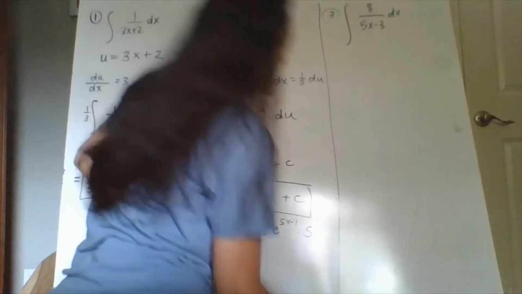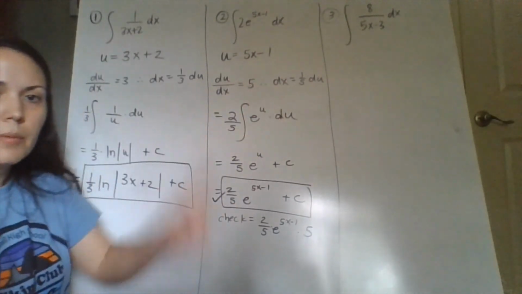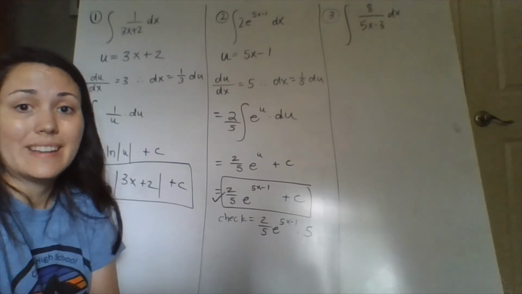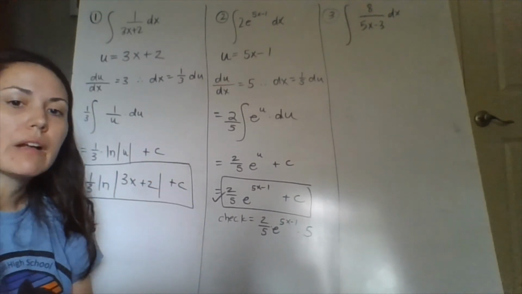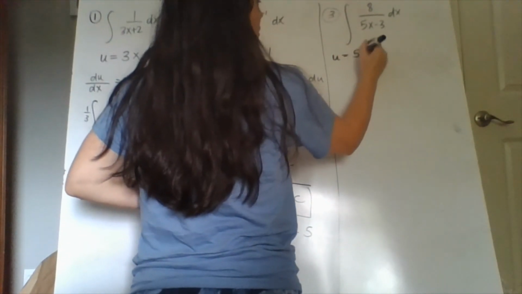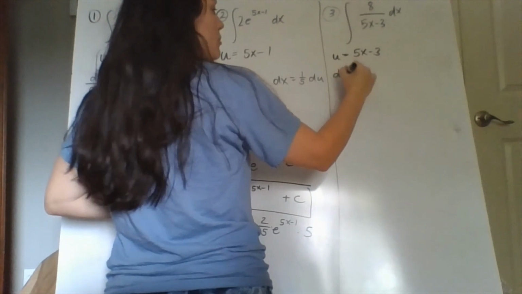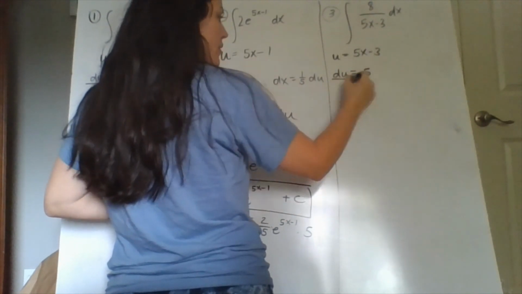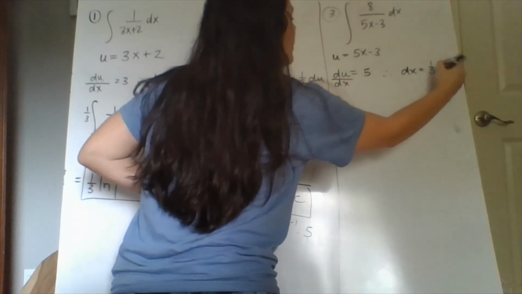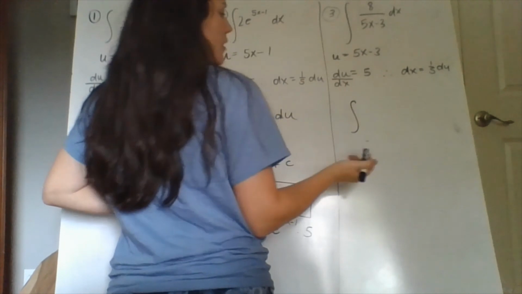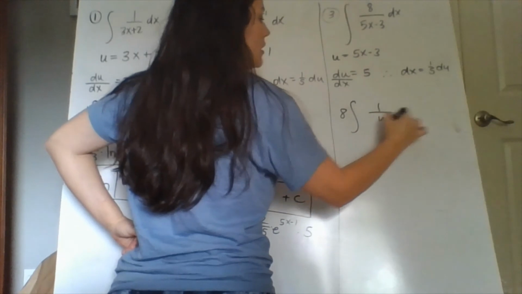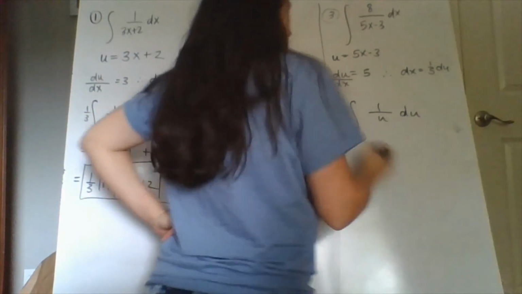All right. So number 3, we have an 8 in the numerator and a 5x minus 3 in the denominator. So which one is the inside function? We're moving down to the denominator here. So 5x minus 3 is u. The derivative with respect to x is 5. So dx is 1/5 du. And if you go back to the previous video, we can say it's 8 times 1 over u du.